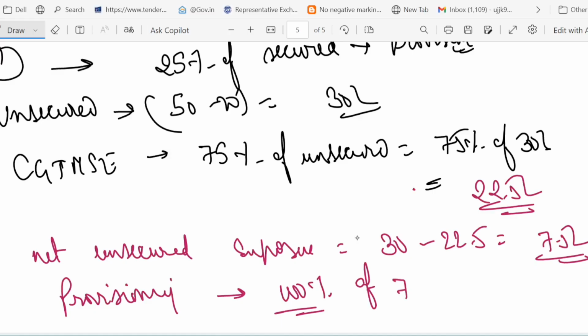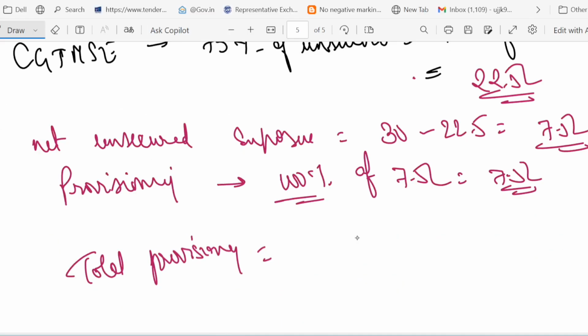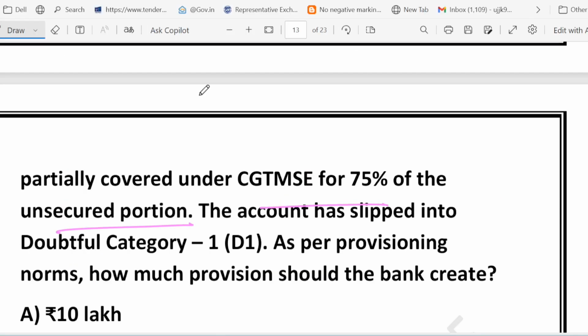Right. So if you look at the total provisioning, how much is it? Secured is 5 lakh. Unsecured is 7.5 lakh. So total becomes 12.5 lakh. That is why 12.5 lakh is the correct answer. Yes, let's look at the correct answer here. The correct answer is 12.5 lakh. So we have to separately calculate for secured and unsecured.